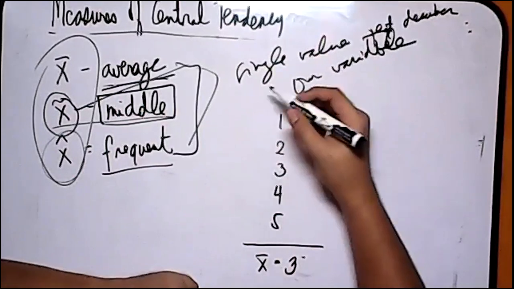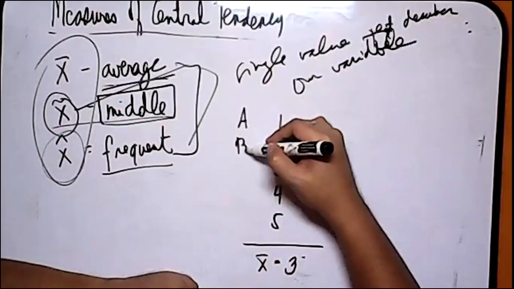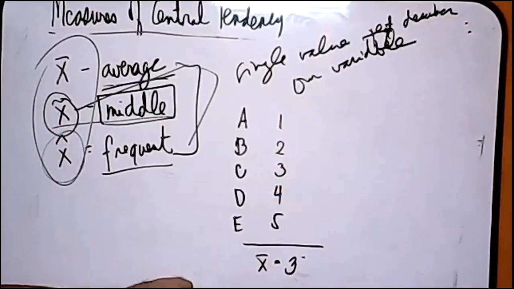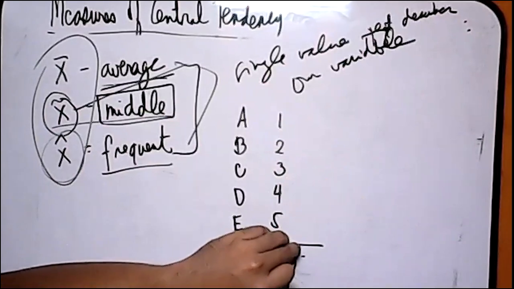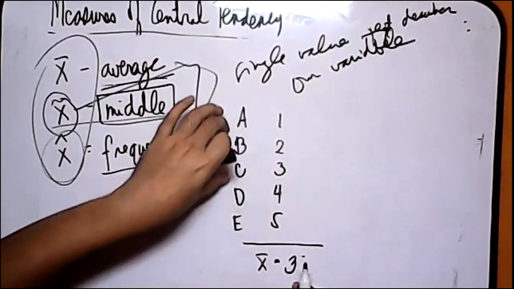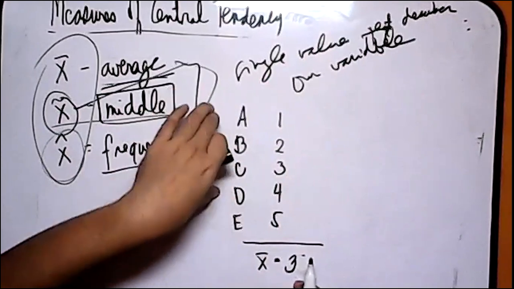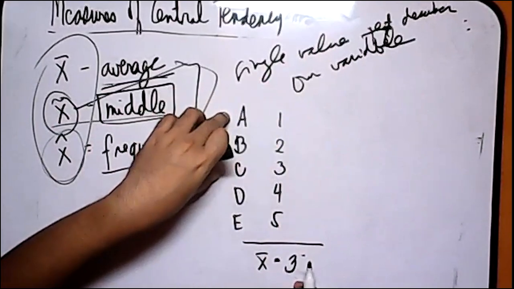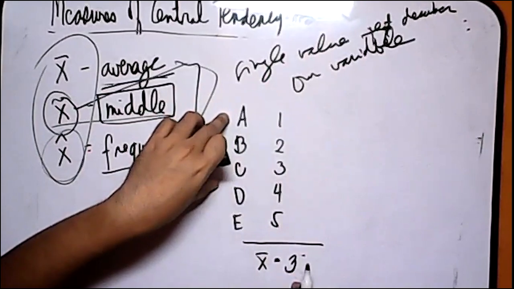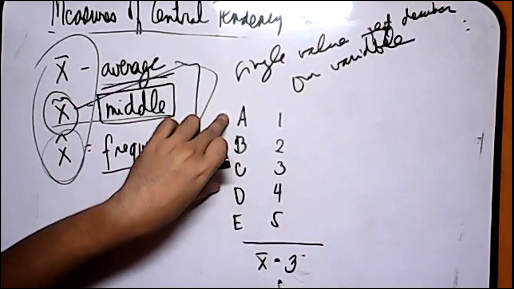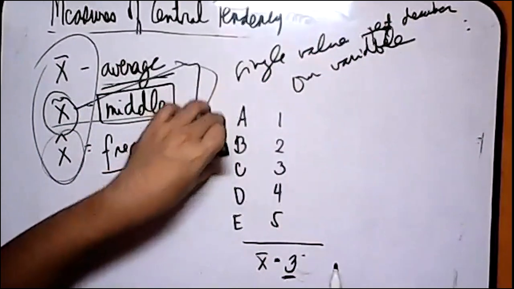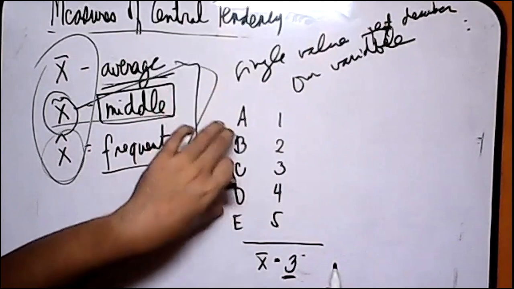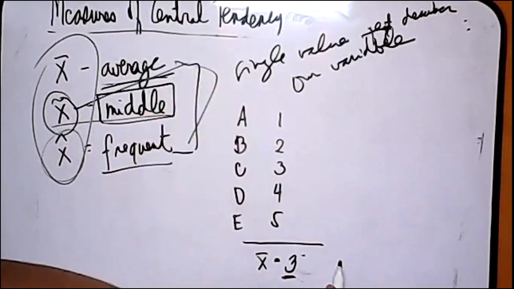Now, say for example, this is the score of student A, student B, student C, student D, and student E. It's a single value that describes the performance of all these people. Yun ang essence ng mean. Kahit na 1 si A, pagka i-analyze natin yan, 3 pa rin siya. Kasi nga, sabi nga natin, the mean is a single value that represents or that describes the performance of these students.